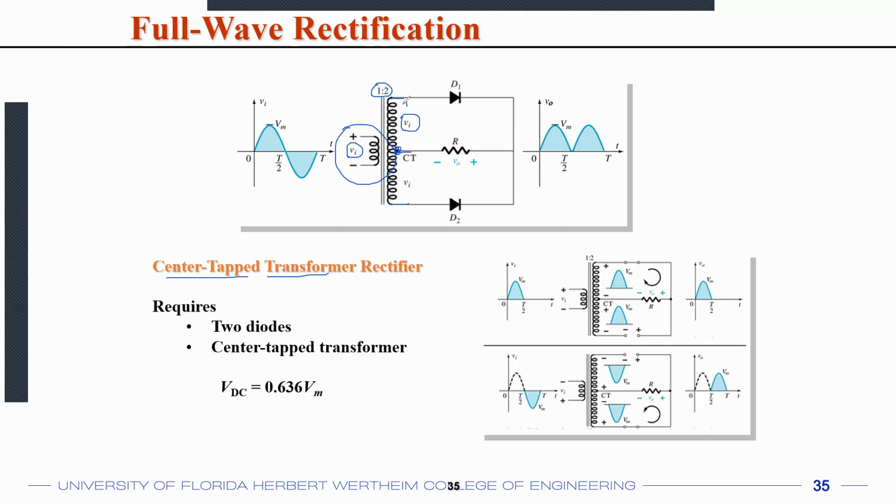So between this and this, you have a VI voltage. Between this and the center, you have another VI voltage. So everything is tapped with reference to the center tap, but you have a VI voltage on the top half and you have another VI voltage on the bottom half. Questions?